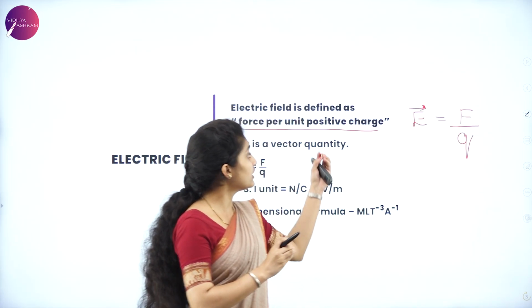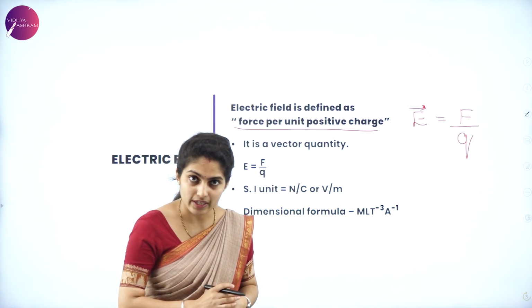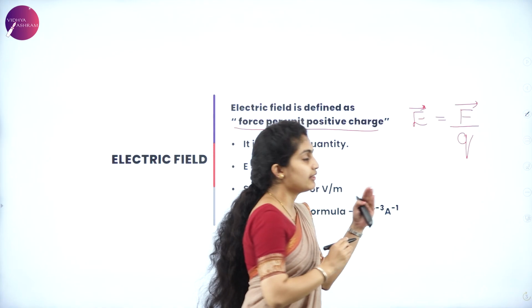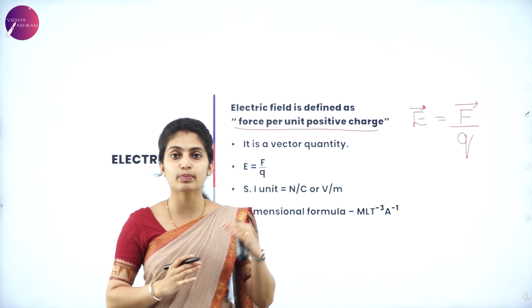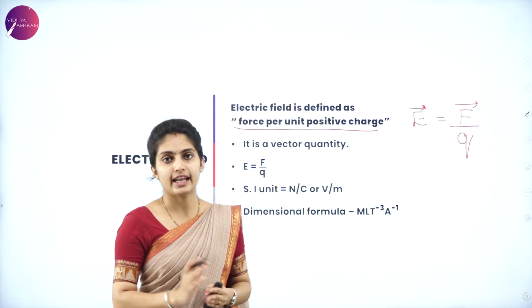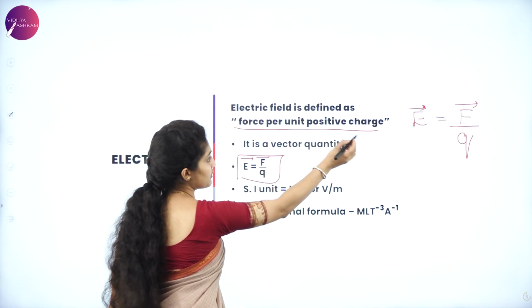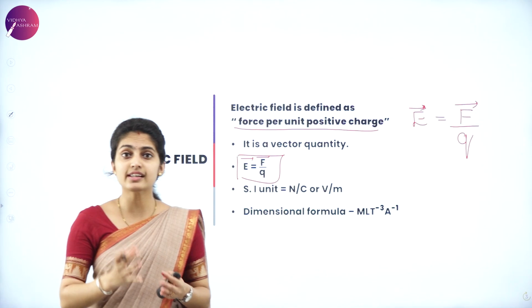Okay, so here electric field is a vector quantity, and you have a force which is also a vector quantity divided by Q, that is, force per unit charge is said to be electric field. So here you have got your formula, the same thing which I have discussed over there. And what is the SI unit?